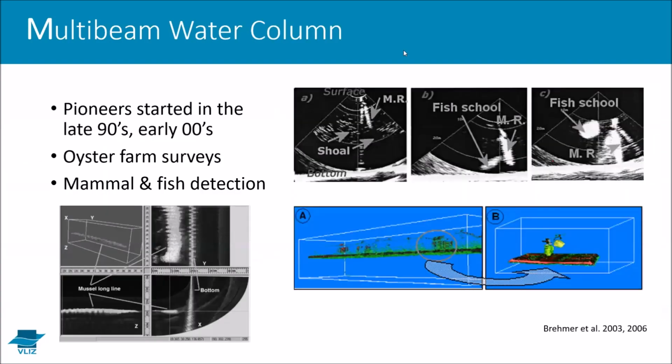Nonetheless, some pioneer studies were already started in the late 90s, early 2000s, and this is one of the earlier papers published by Bremer in 2003 and also in 2006. They studied an oyster farm in southern France, where they detected the growth or the damage of this oyster farm using water column data. You see these 3D sketches here. Also in their paper, they mentioned that they had a lot of difficulties with the processing power, had to diminish the size of the data and so on. But nonetheless, they had a 3D view of their oyster farm.